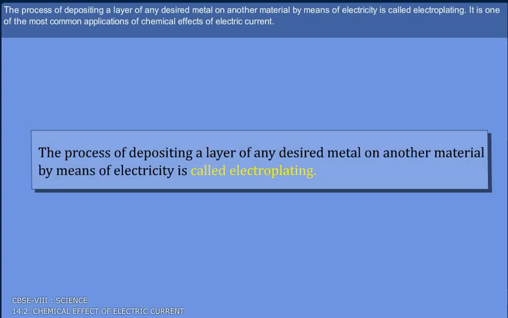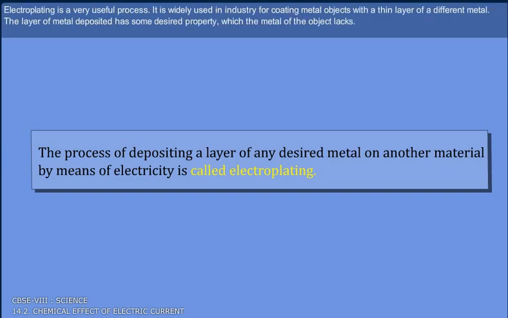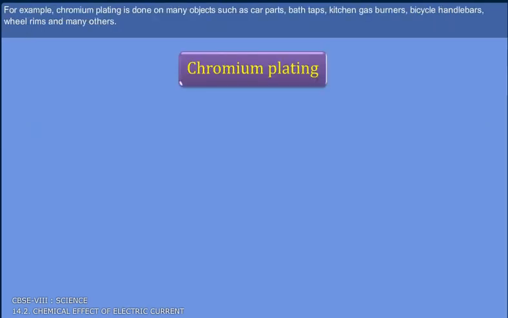The process of depositing a layer of any desired metal on another material by means of electricity is called electroplating. It is one of the most common applications of chemical effects of electric current. Electroplating is a very useful process. It is widely used in industry for coating metal objects with a thin layer of a different metal. The layer of metal deposited has some desired property which the metal of the object lacks.